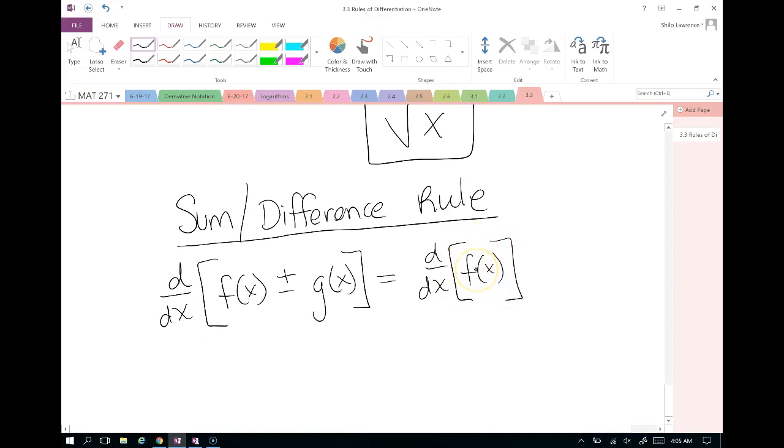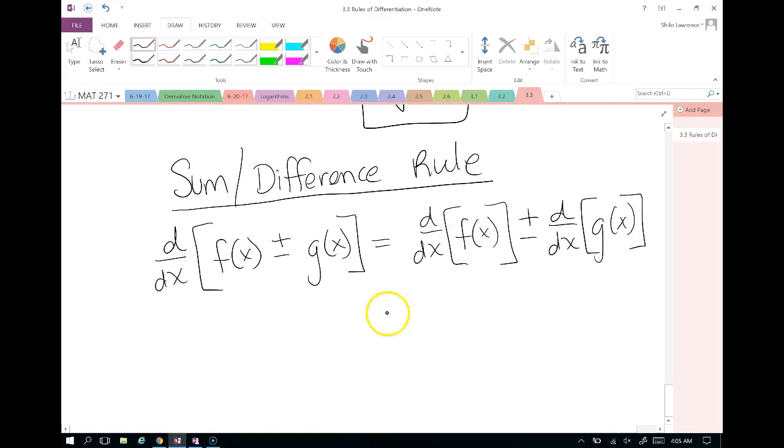So we're going to take the derivative for the f of x and then add or subtract that to the derivative of g of x. This only works for addition and subtraction. It does not work for multiplication and division. Just addition and subtraction. It's called the sum or difference rule. So the notation for the derivative of f of x, that's f prime. And if we follow those same conventions for g, the derivative for g of x would be g prime.